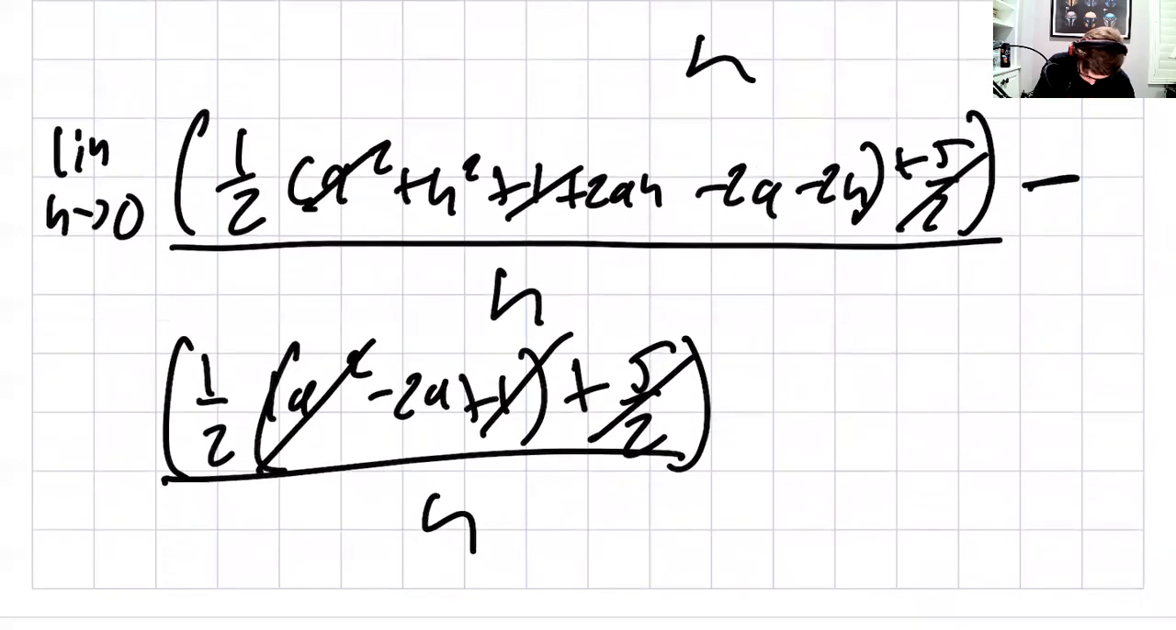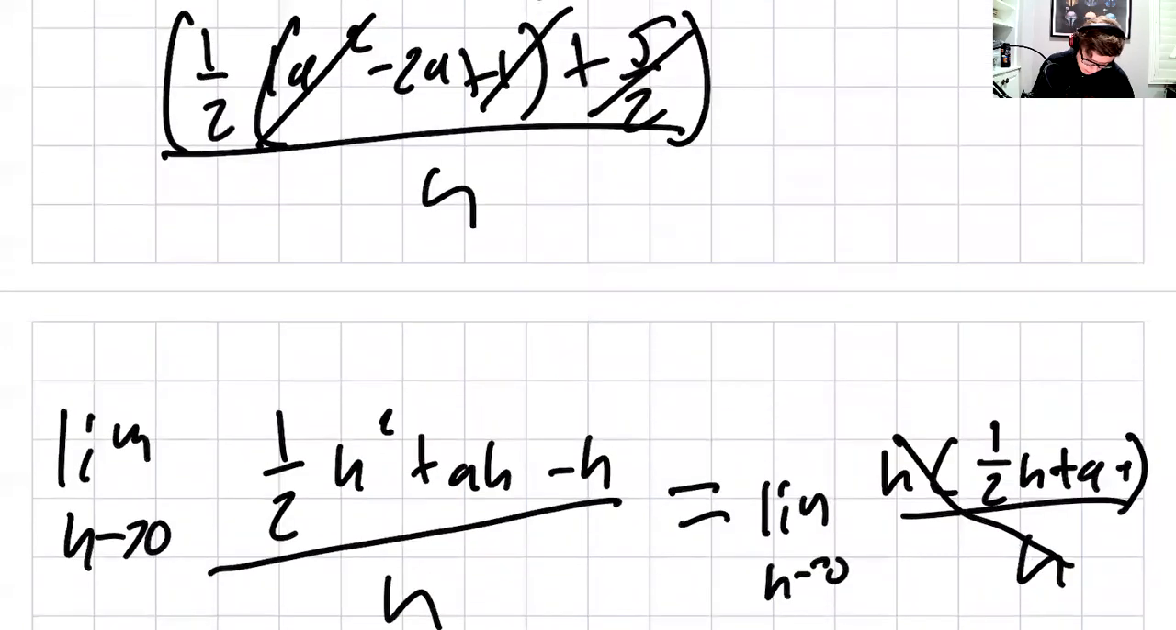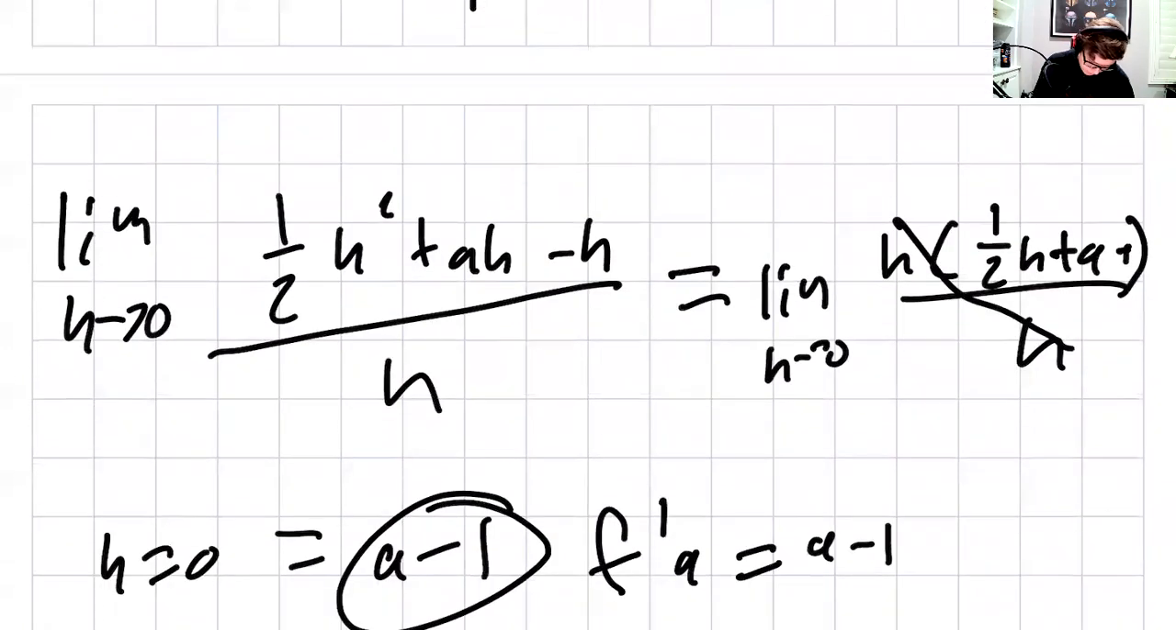Same thing, everywhere there's an x, you're going to plug in an a. So when you plug in that a plus h, cancel everything out that you need to. This is important here: you split up this minus sign, and you have to make sure to distribute it to this entire second half. So I just split it up so you could visually see that this minus goes to this entire second half of the equation. Then you cancel everything out from that. You end up getting 1/2 h squared plus ah minus h over h. So you can pull an h out of that, and you get the limit as h goes to 0 of h times 1/2 h plus a minus 1, over h.